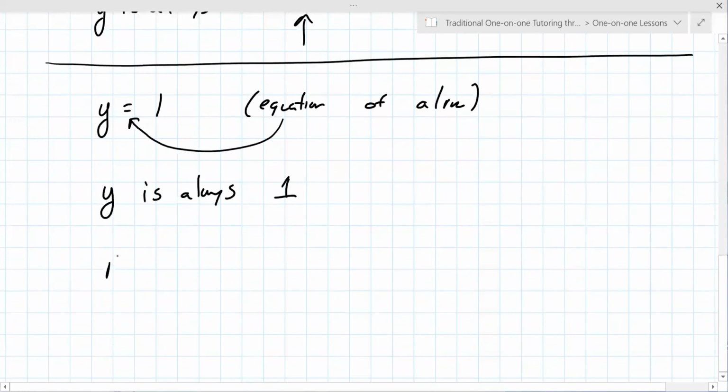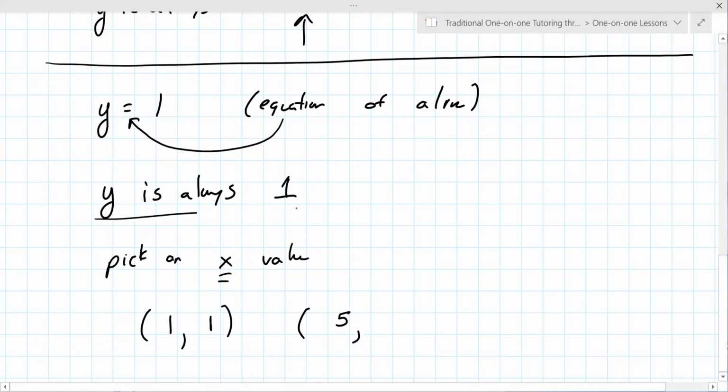So I want you to pick an x value. Give me any x that you want. Basically, I'm saying pick a number. All right, 1. Well, y is always 1. Now give me another x value. It can't be 1 this time. How about 5? Y is always 1, so the y value is 1.